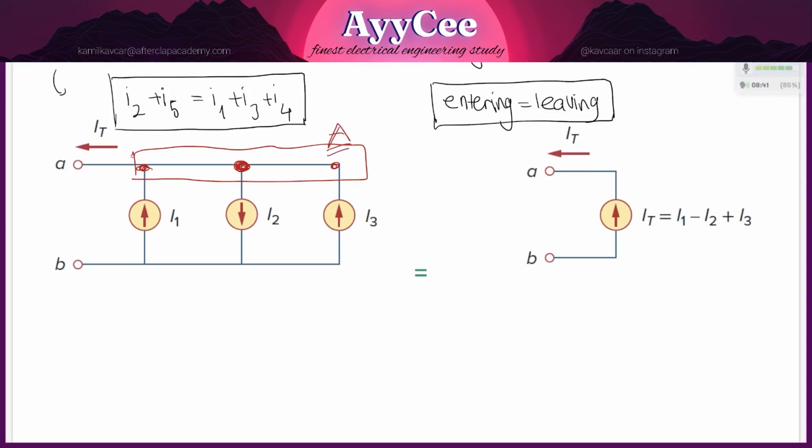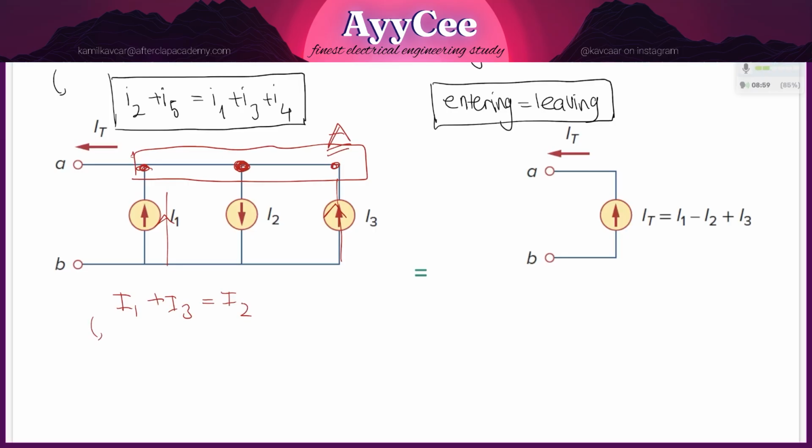So according to KCL, we know for a fact the currents entering a node must be equal to the currents leaving the node. So basically, I can simply say that I1 is entering, as you can see in this way, and also I3 is entering. Let me put them on the left side. They must be equal to I2.